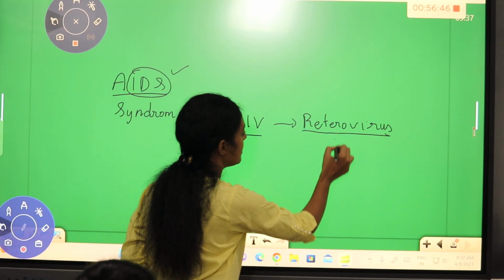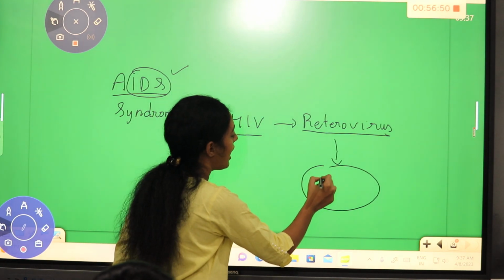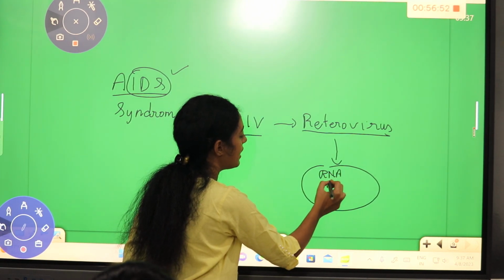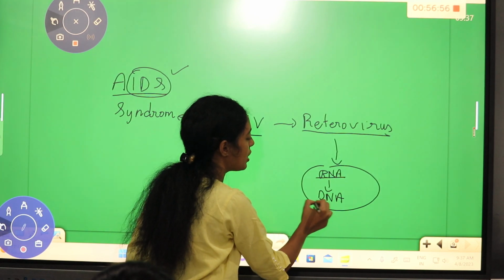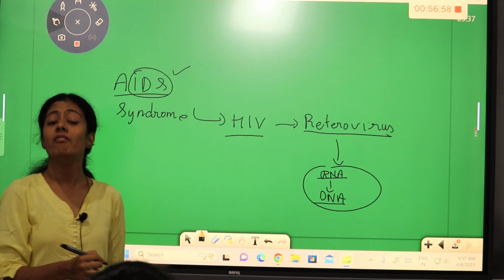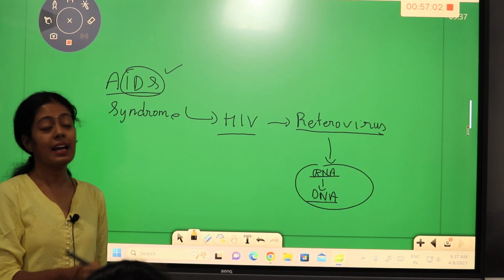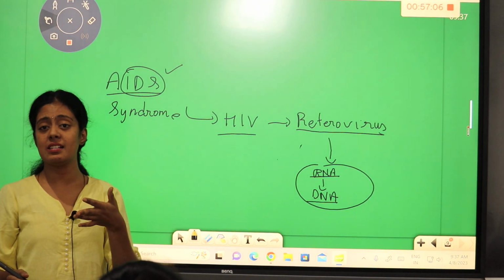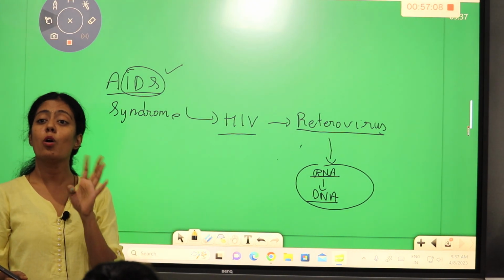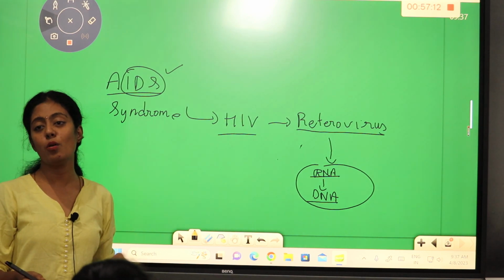Retrovirus means when this virus enters a human cell, the RNA will be converted into DNA. What is this process of conversion of RNA to DNA called? Very good, reverse transcription. That is why we call it a retrovirus. There are so many RNA viruses. Your COVID is just an RNA virus, whereas this is a retrovirus.